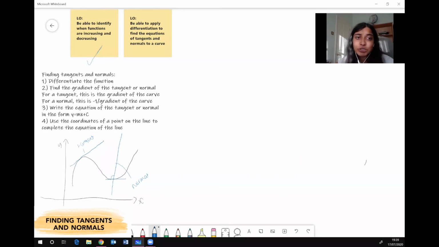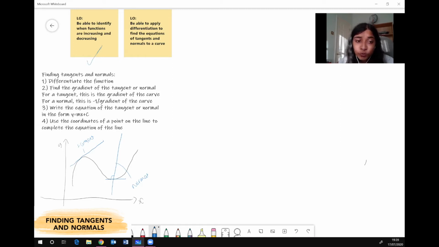So moving on to finding the equations of tangents and normals to a curve. Remember that a tangent is just a straight line that touches the curve at just one point, like this, and it has the same gradient as your curve at that point.